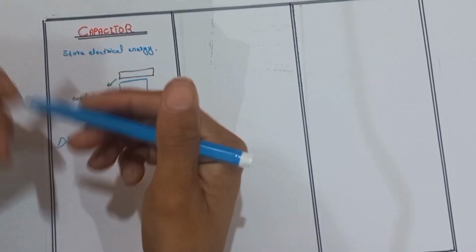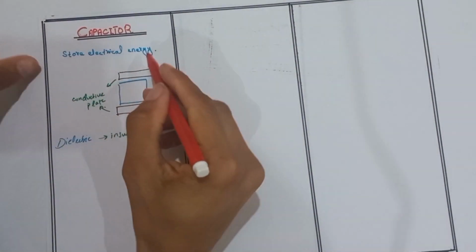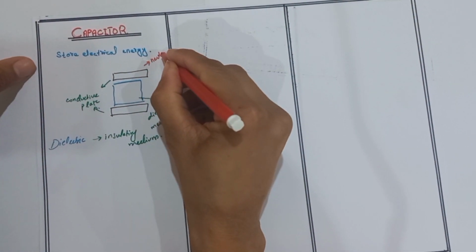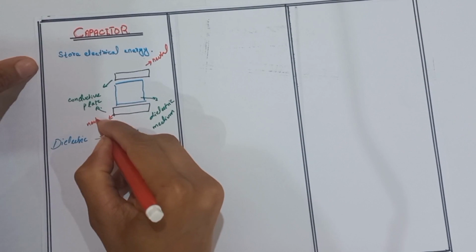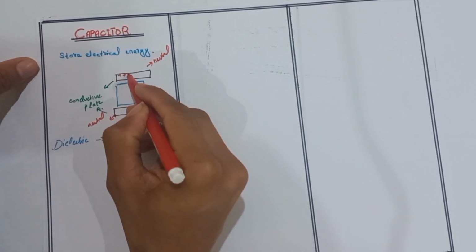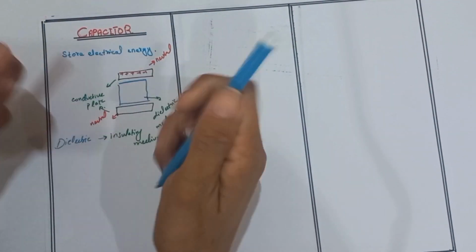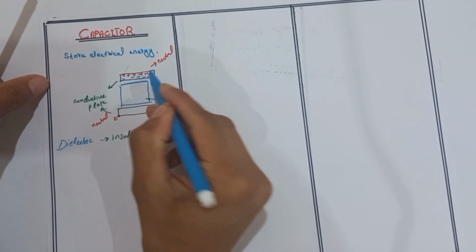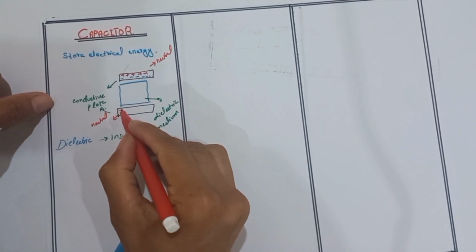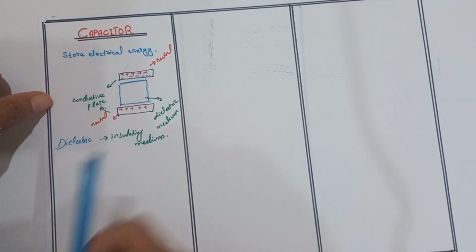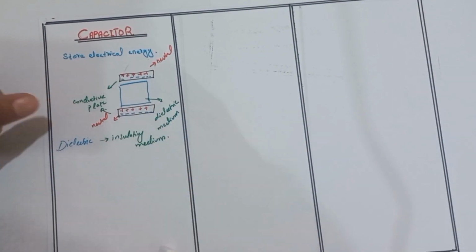These two conducting plates are electrically neutral. These plates are electrically neutral because they have an equal amount of positive charge and an equal amount of negative charge in these two plates.